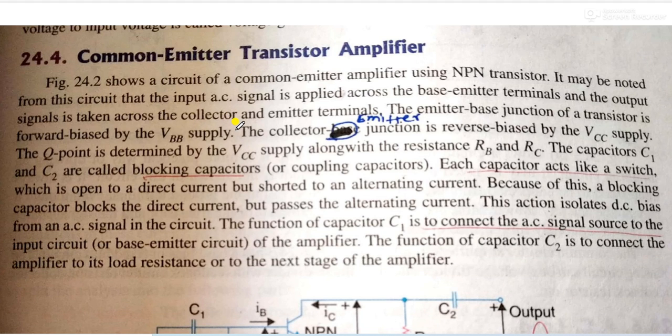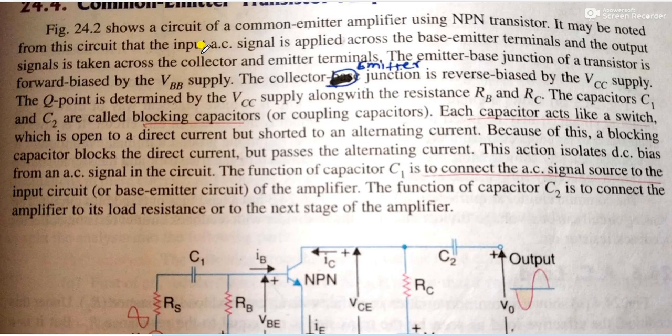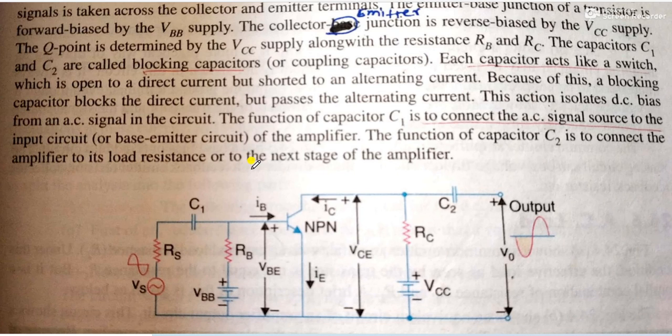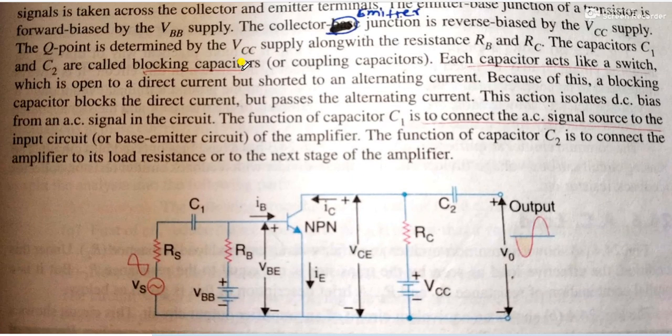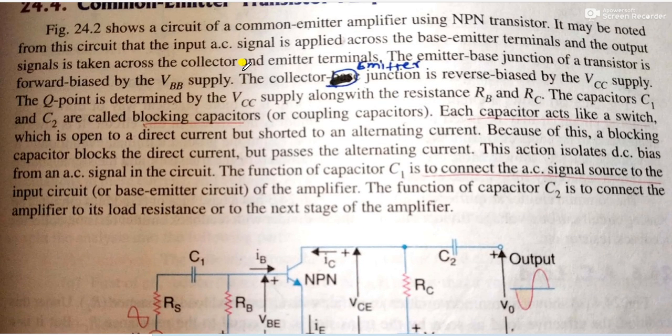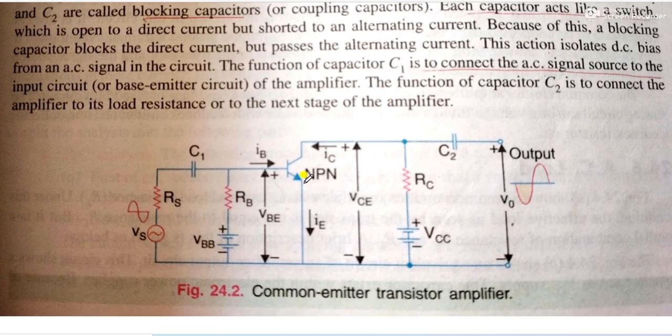Again, whenever we discuss this, we take help of a circuit diagram, which is shown this way. The figure shows a common emitter amplifier using an NPN transistor. Why do we call it NPN? I already told you, because the arrow is on the emitter terminal, so it is an NPN BJT.